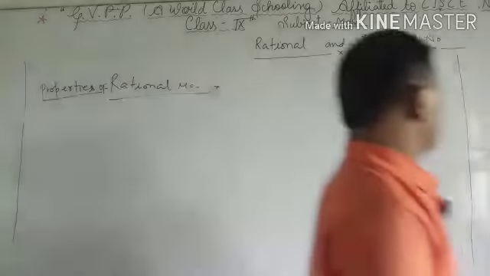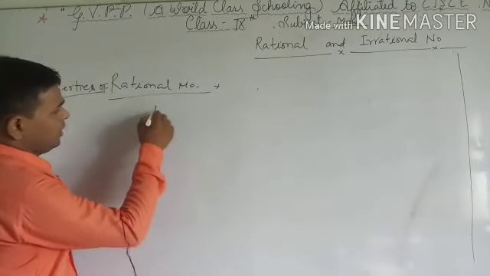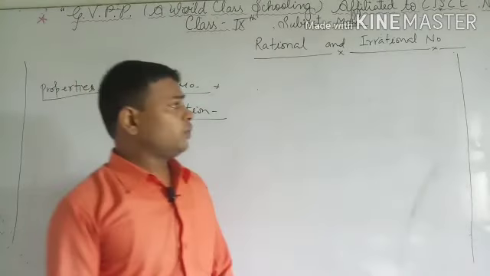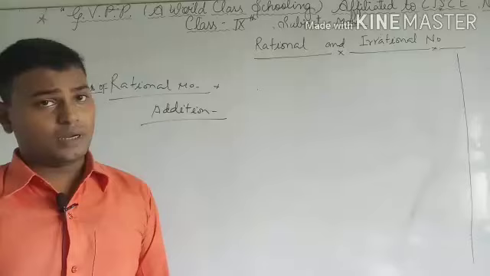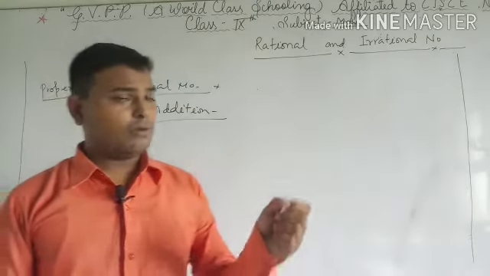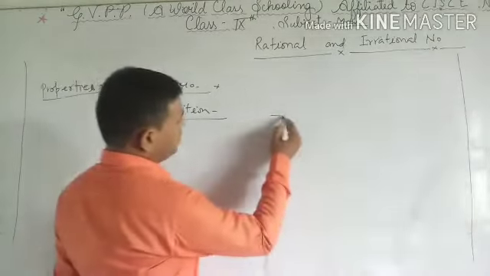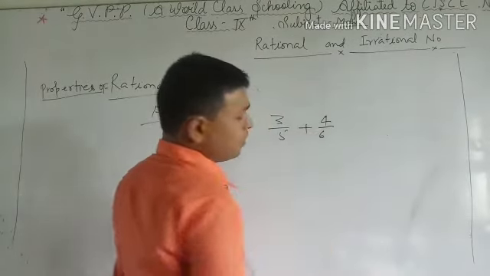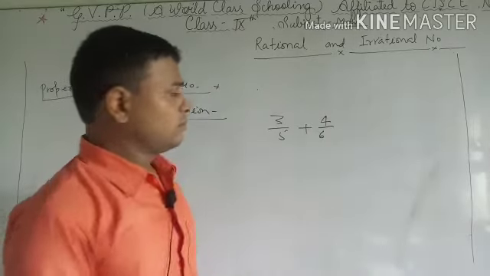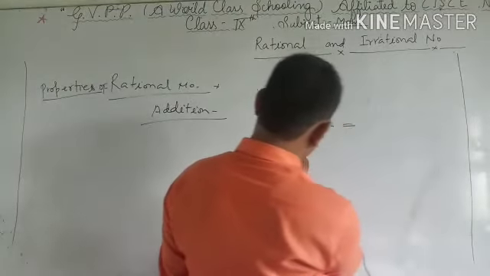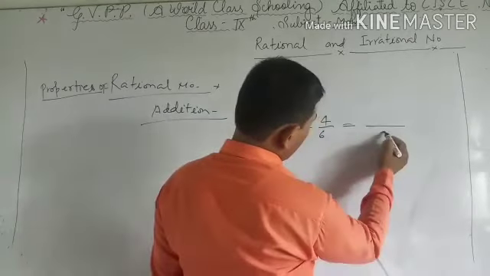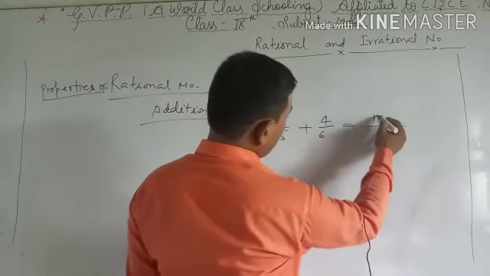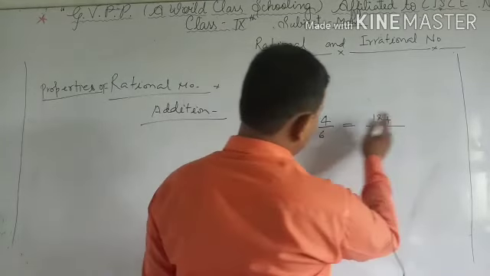So first property is addition. Students, you have to know that if you add any two rational numbers, the number that you will obtain will also be a rational number. Suppose 3/5 is a rational number, another rational number 4/6. If you add this, what will you get? You will take LCM, and when you solve this, 5 6s are 30 and 3 6s are 18, and 6 5s are 30 and 5 4s are 20.